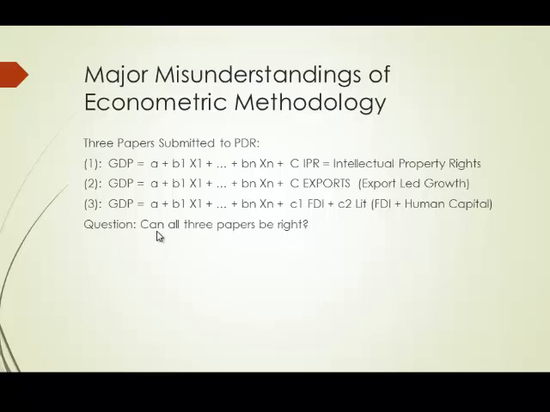If I want to find a fourth thing, the effect of climate on GDP, then I can do exactly the same thing. I take some central regressors, and then I add a climate variable, and I ask, does climate matter? And I look at the results. So the basic question is, are all of these papers right? The IPR paper gets the right result for IPR, the export paper gets the right result for exports, and the human capital paper gets the right results for human capital. This is the standard understanding.